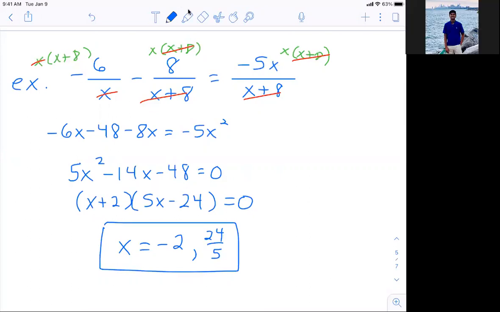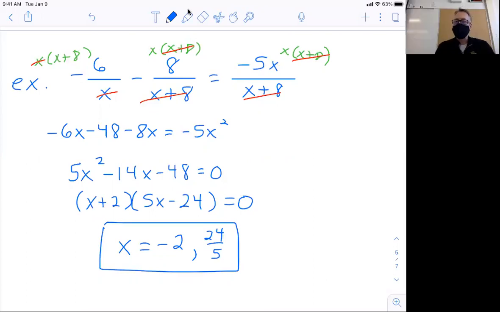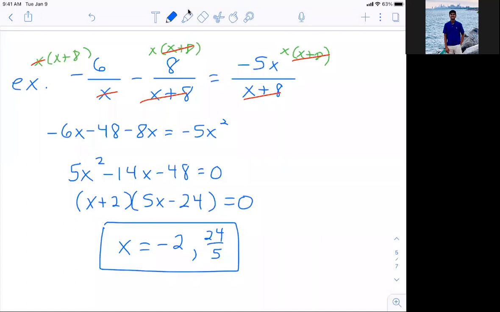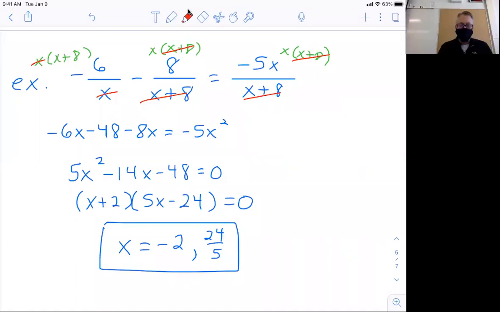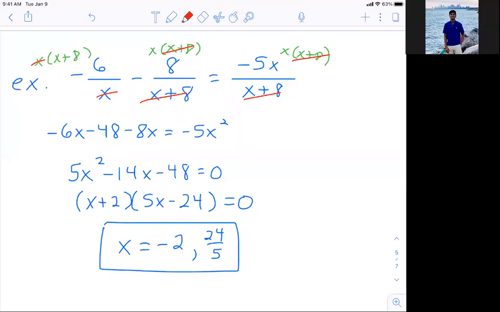Wait, do we not take out the negative 2? Do we throw it out? Is that what you're saying, Vince? Yeah, we do not throw out the negative 2 because you always want to check back to the original problem. And in the original, which is way up here, 0 would make the denominator equal to 0 or negative 8. And so those are the only two items that would be extraneous. Okay, good question.